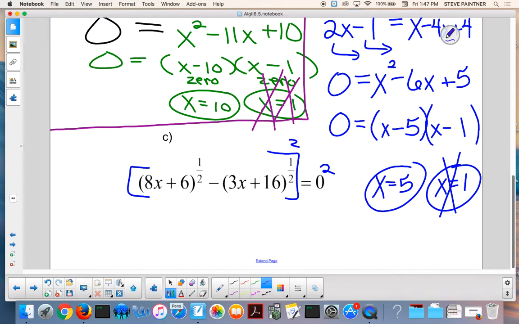Well, you know what you have here? You have a minus in the middle. This is a binomial. You would have to FOIL this out, and if you did, this is a complete mess. Don't do this. When you have 2 radicals on the same side, like Molly said, move one of the radicals over and then square it. Okay? So let's do that.